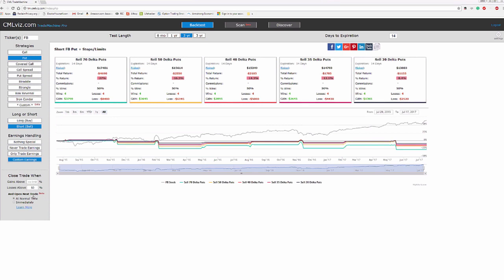This does not work on futures options. That's a question we have. It does work on index options. It does work on ETFs.